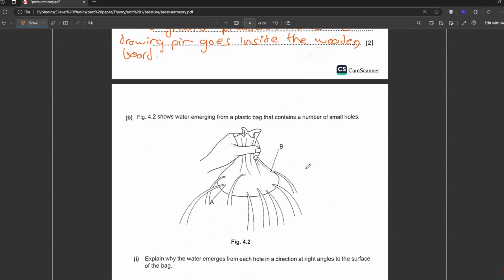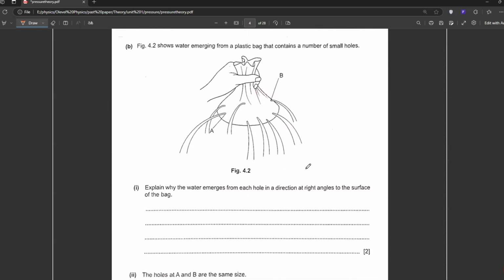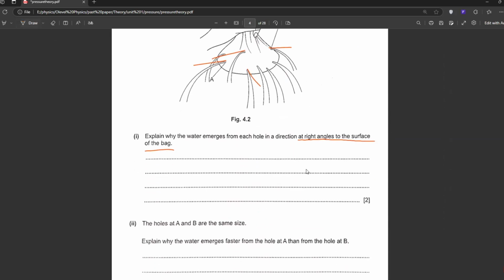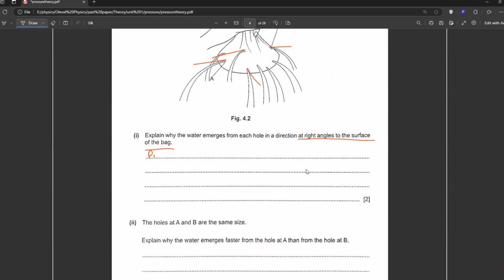Let's move on to part B. Figure 4.2 shows water emerging from a plastic bag that contains a number of small holes. Okay. Explain why water emerges from each hole in a direction at right angles to the surface of the bag. Why does water emerge at right angles like this? Like this. So what will we say? Pressure of water acts on the bag.